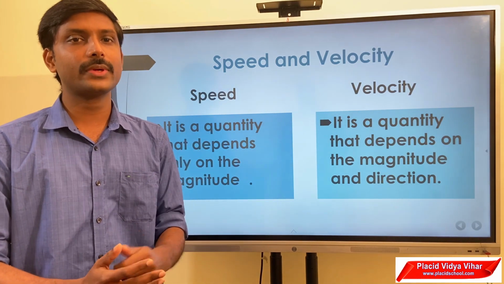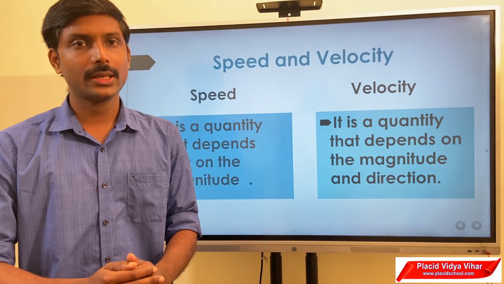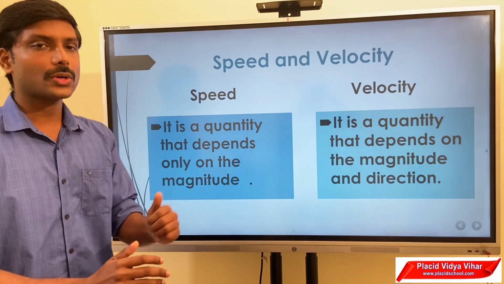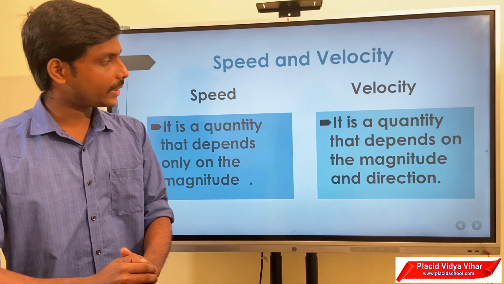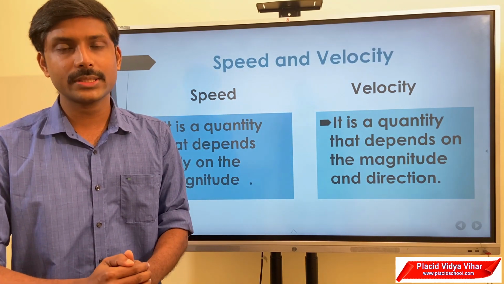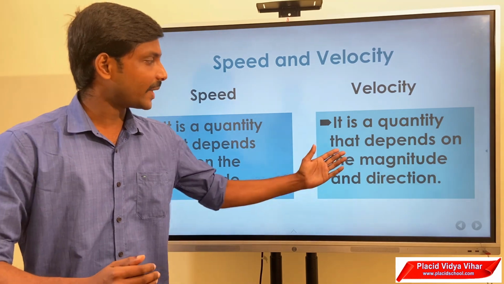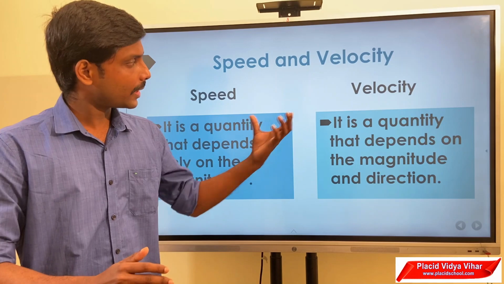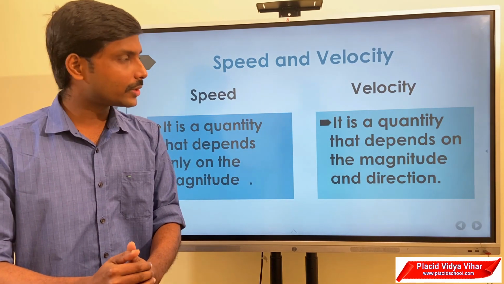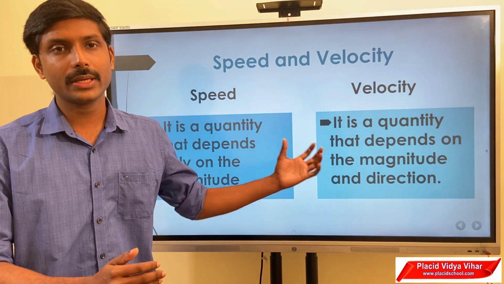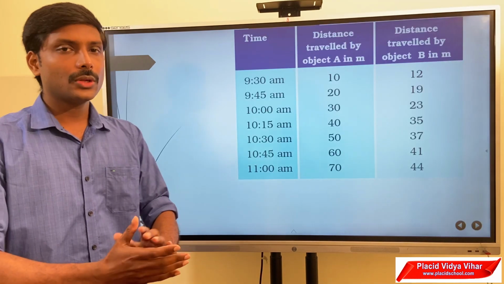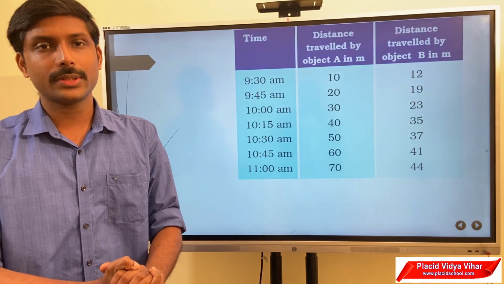The basic difference between the two is that speed is a quantity that depends only on the magnitude, whereas velocity is a quantity that depends both on magnitude as well as direction. I asked you to note these two because we need this in the further discussion that we are going to do. Look at this particular table.